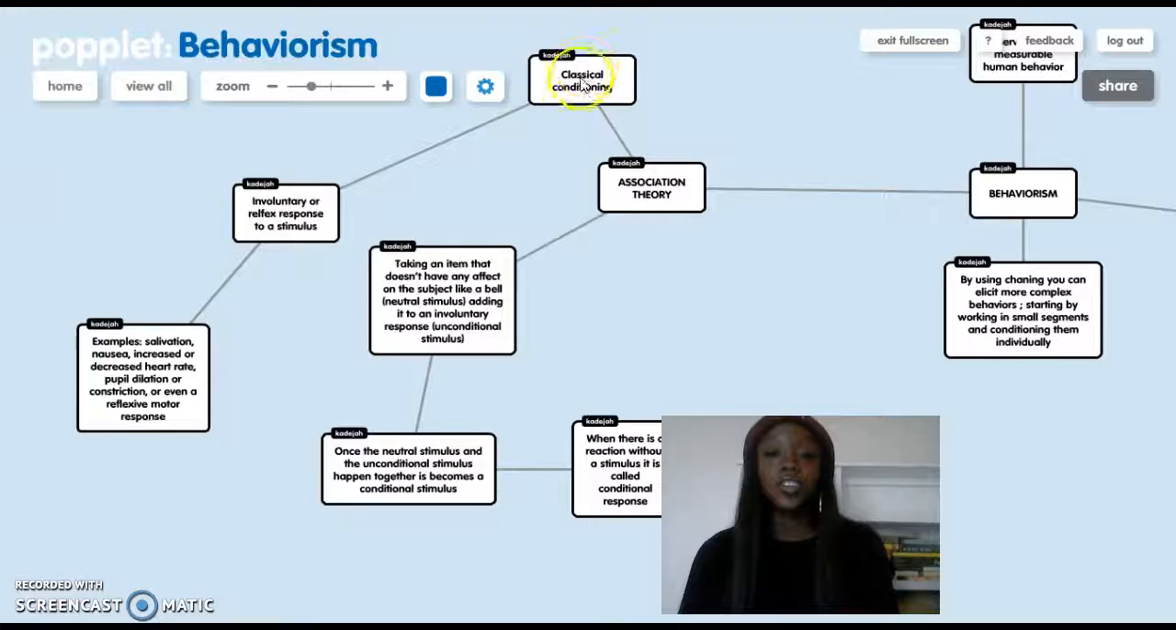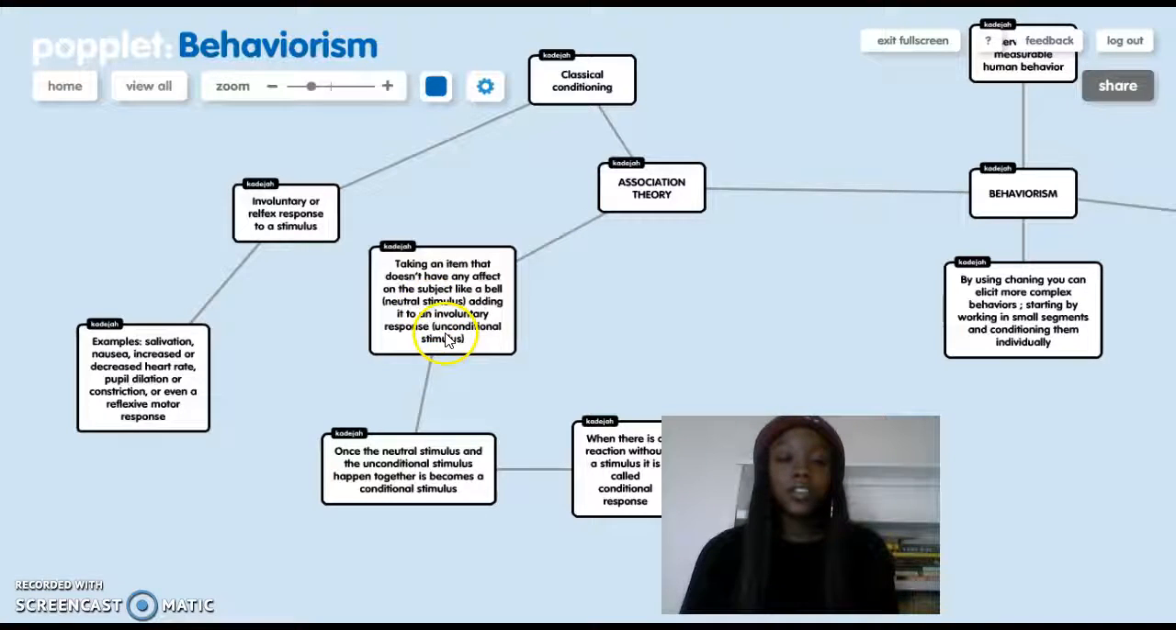This is considered classic conditioning, where you use involuntary reflexes like salivation, nausea, increased heart rate, pupil dilation, things that you cannot control. They just happen, and using this to create a certain behavior. So you would take an object like a bell or a buzzer or something that has no relation to the subject, that they don't get any response from, and you add that to the certain involuntary response.